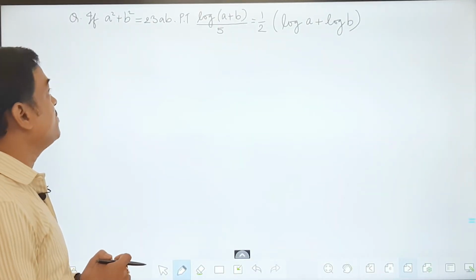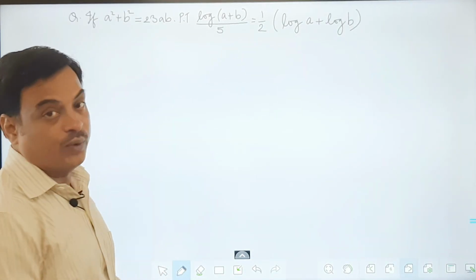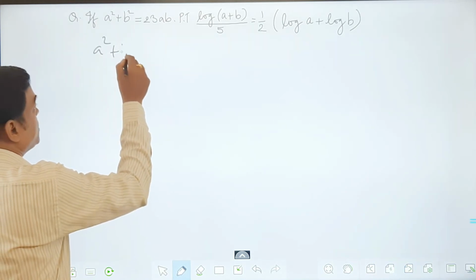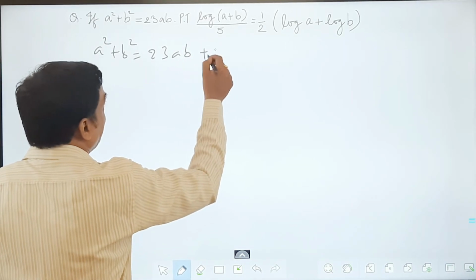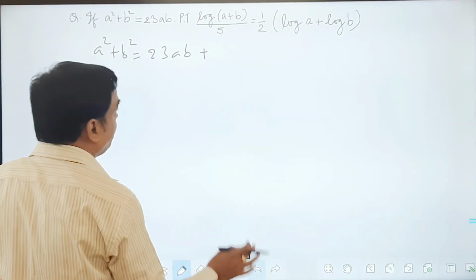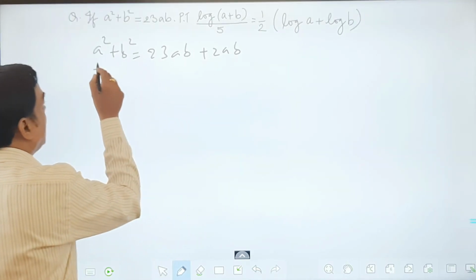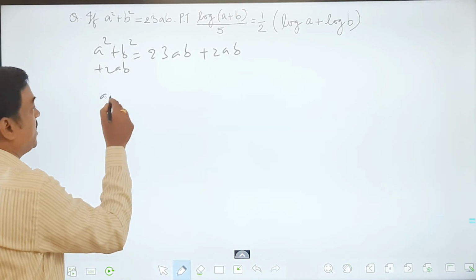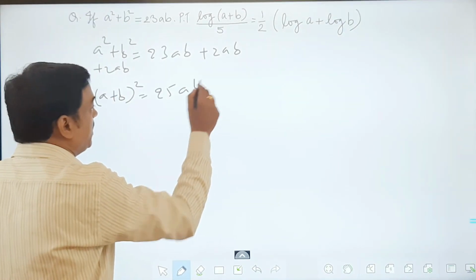Given a square plus b square is equal to 23ab, and this is what we need to prove. Fine. So, given a square plus b square is equal to 23ab, I'll add 2ab on the right hand side and 2ab on the left hand side. You know what happens? This will become a plus b whole square, and this will become 25ab.